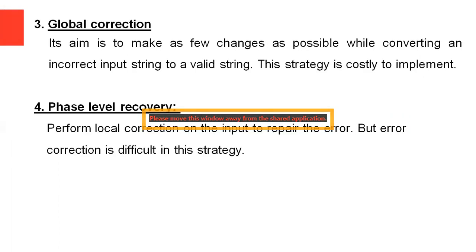So what is global correction? In global correction, the aim is to make as few changes as possible while converting an incorrect input string to a valid string. It is an enhanced mode of panic mode recovery. So few changes as possible while converting an incorrect input string to a valid string.